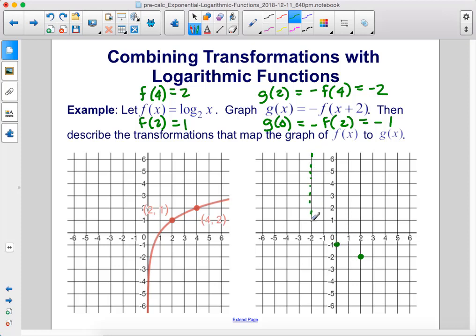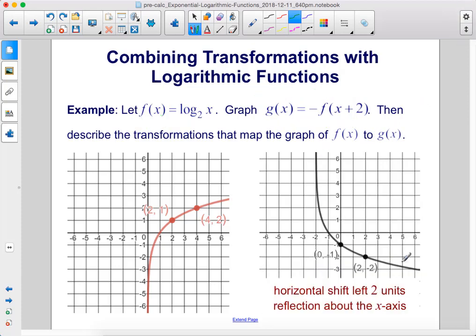We're going to have an asymptote right there at negative 2, and our graph is going to look something like this. A reflection across the x-axis and a horizontal shift to the left 2 units. And there you have it.